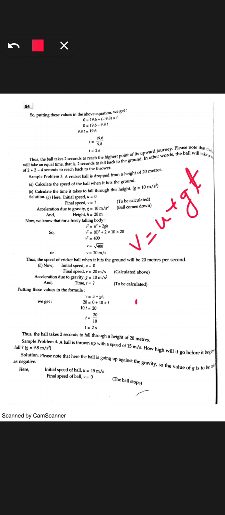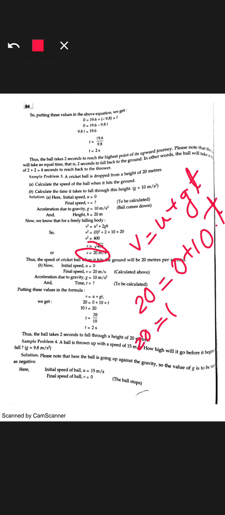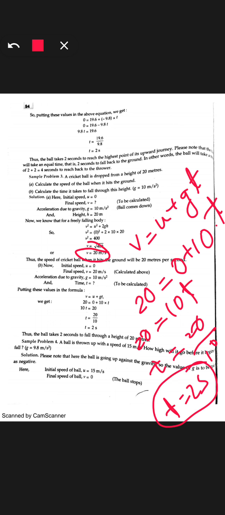For v, the value is 20 meters per second, which we found earlier, and u is 0, plus acceleration. Since it is moving in the downward direction, it will be positive, that is acceleration due to gravity is 10, and t will remain the same because we have to find its value. Now 20 equals 10t, so dividing 20 by 10, t equals 20 upon 10, that is t equals 2 seconds. Here we have found the value of t also.